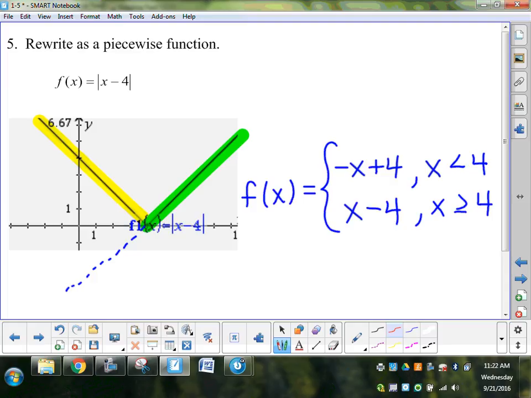By the way, in an absolute value graph, what do you notice about these 2 pieces? What's the relationship between the 2 of them? They're opposites. One's the positive and one's the negative. Isn't that what absolute value involves? You take the positive and the negative of the argument.